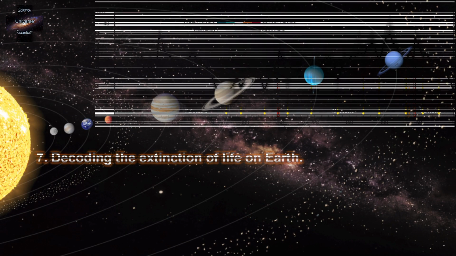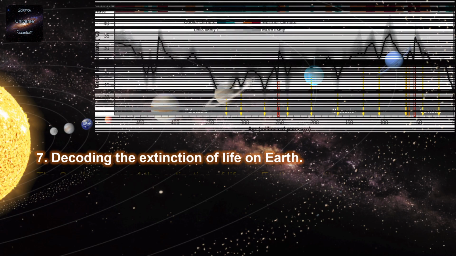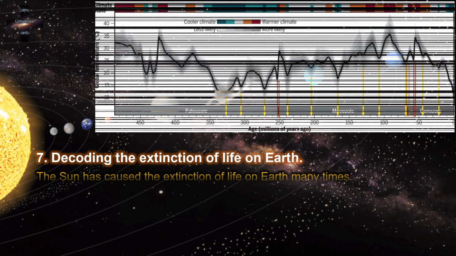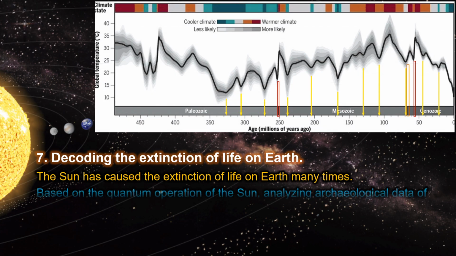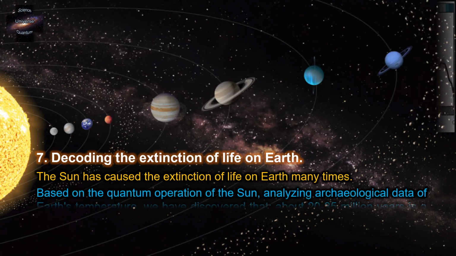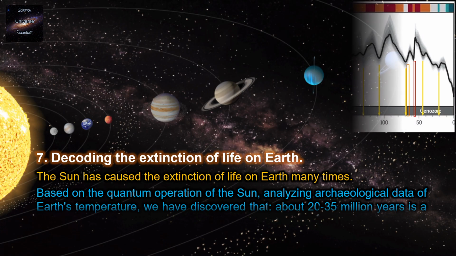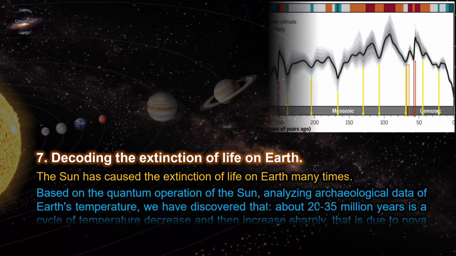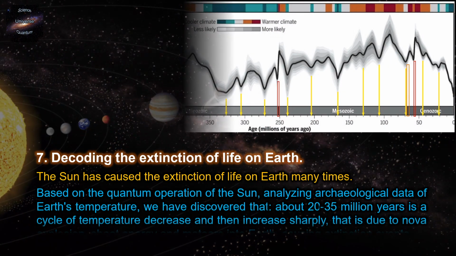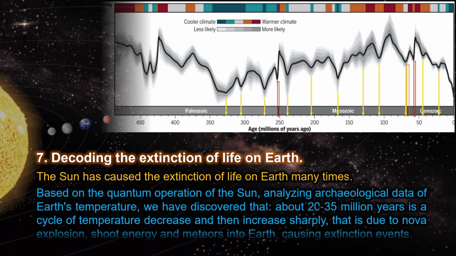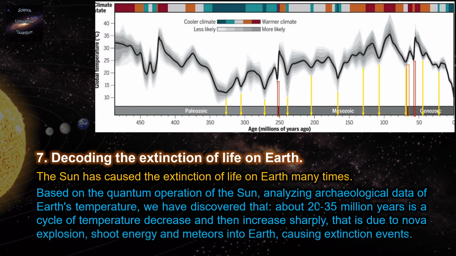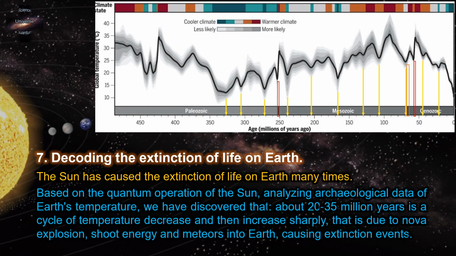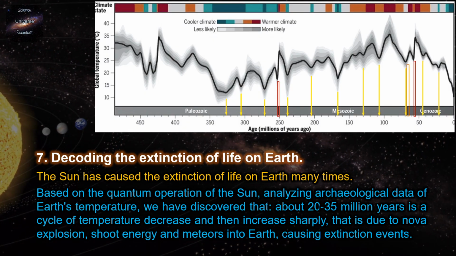7. Decoding the extinction of life on Earth. The Sun has caused the extinction of life on Earth many times. Based on the quantum operation of the Sun, and analyzing archaeological data of Earth's temperature, we have discovered that about 20 to 35 million years is a cycle of temperature decrease and then sharp increase. That is due to nova explosions, which shoot energy and meteors into Earth, causing extinction events.